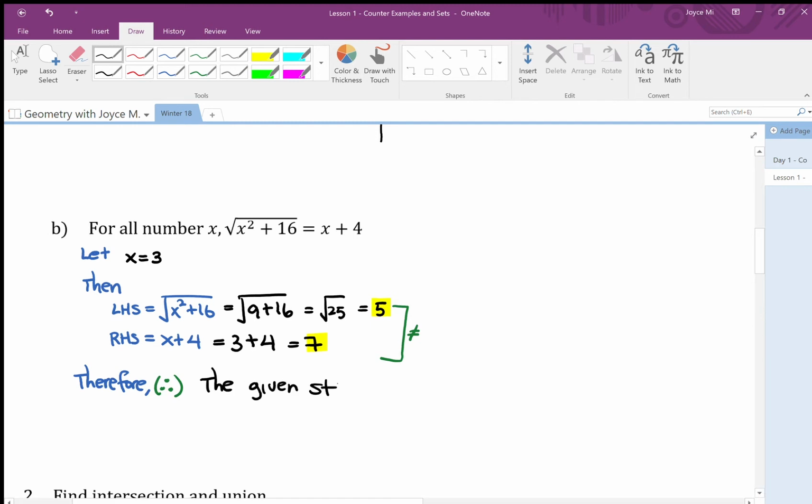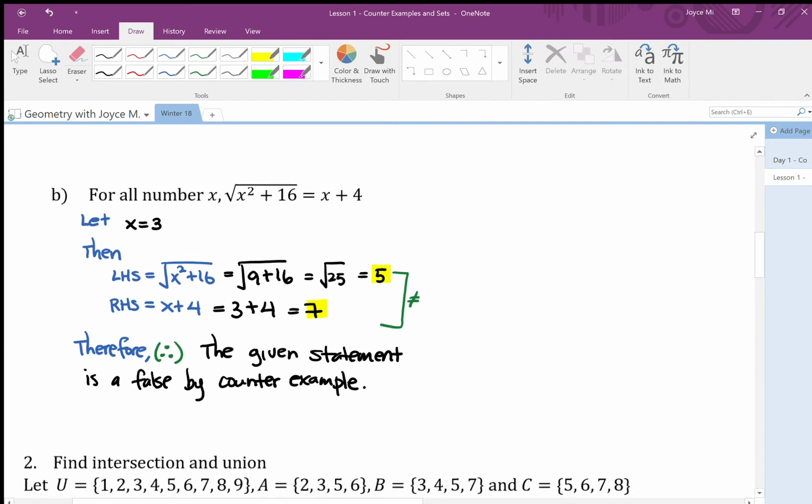Given statement: for all x, square root of x squared plus 16 equals 4 is a false statement. It's false by counterexample. That will be part B.